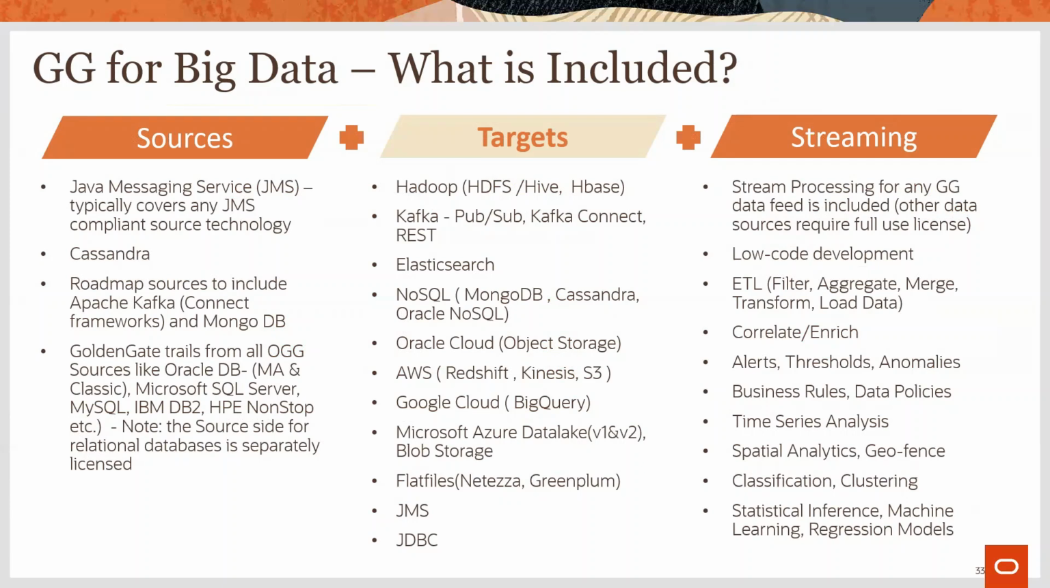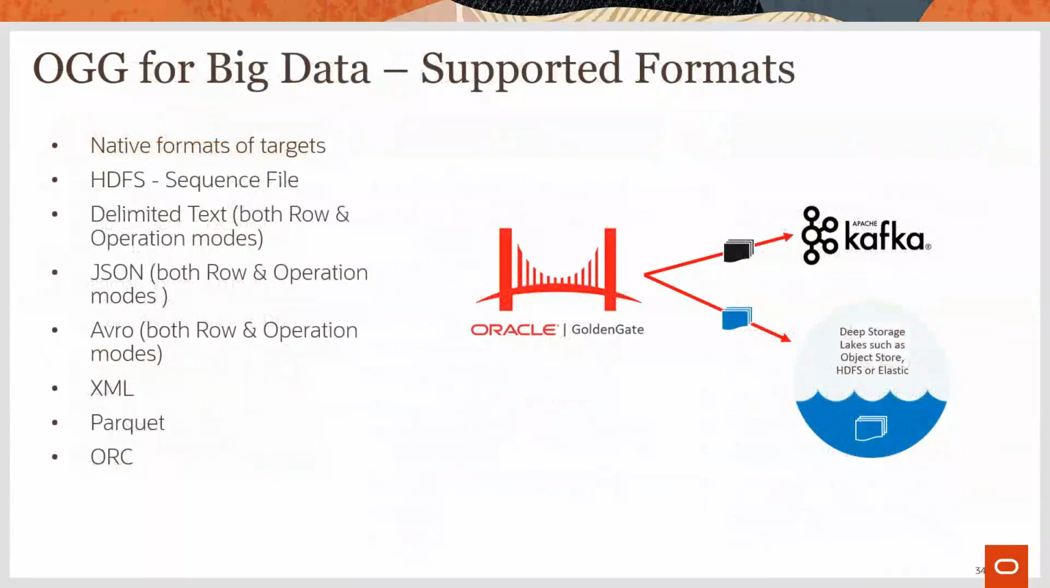And then what happens on the streaming side, over on the right-hand side of this chart, anytime the data is coming from a GoldenGate technology, so let's say you have any GoldenGate supported source and the data is flowing through GoldenGate replication, you can use any of these streaming capabilities for free as part of the license as well. So there's a license included to the Stream Analytics environment where you can do low-code development, you can do ETL operations, you can do event correlations, alerting, time series analysis, geospatial analytics, classification, statistical inference, plug-in machine learning, et cetera. So all those capabilities are included as well. So let's take a look at these different capabilities.